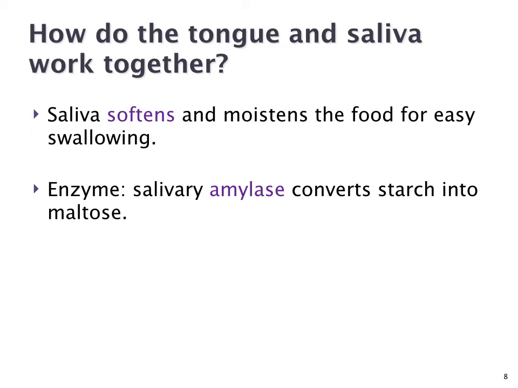So how do the tongue and saliva work together? Well, the saliva softens and moistens the food for easy swallowing. And it contains enzymes, for example, salivary amylase, that converts starch into maltose. So when you take a bite of that sandwich, the carbohydrate, starch, is being broken down into maltose, a sugar.